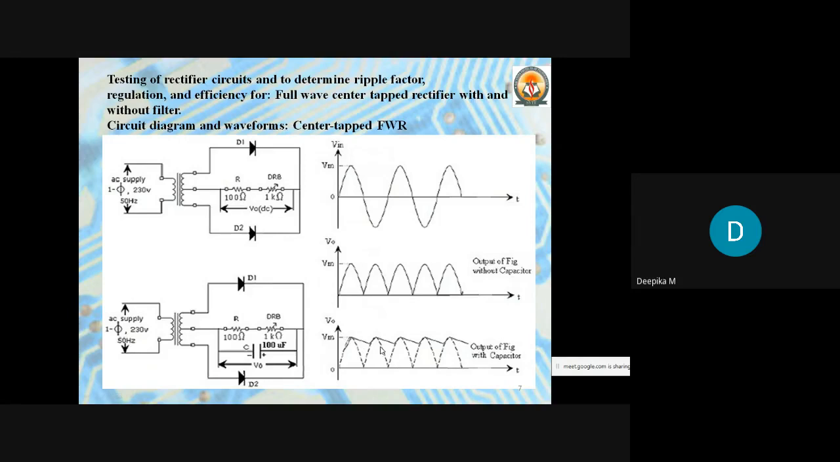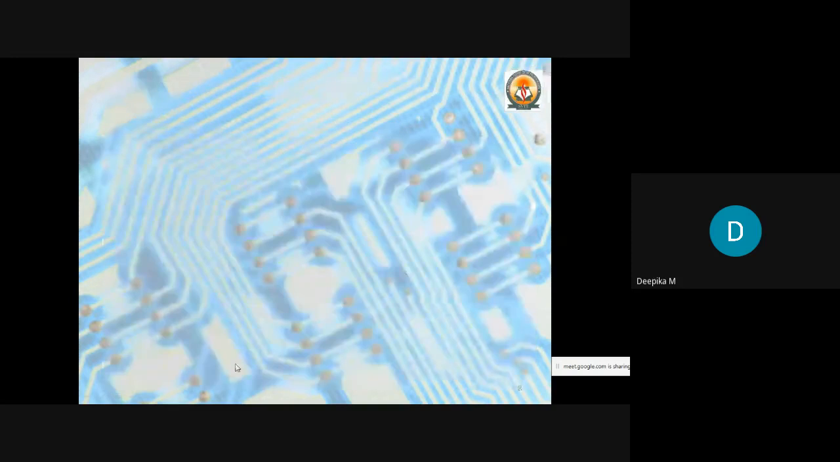If I connect a capacitor of 100 microfarad and the working remains the same, you can see the output will be in this form. Therefore, you get an even better waveform than before. So this is nothing but the working of the center tap transformer.